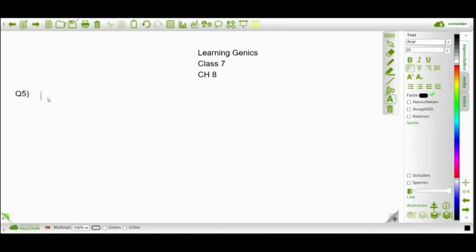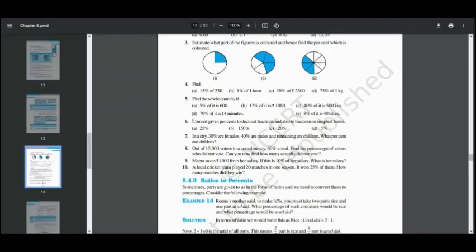Find the whole quantity if 5% of it is 600.